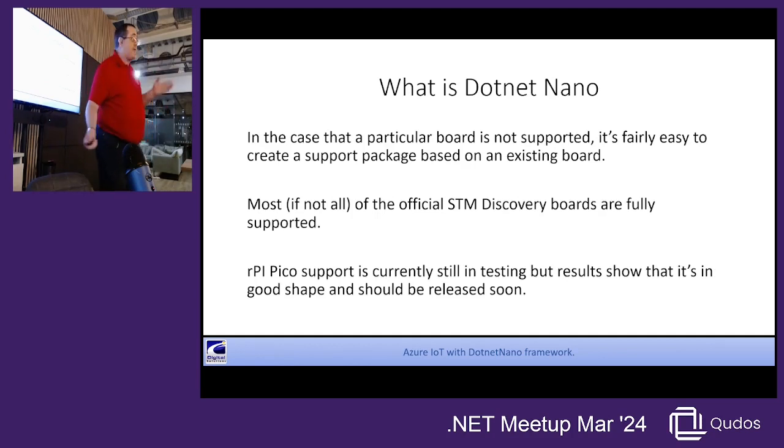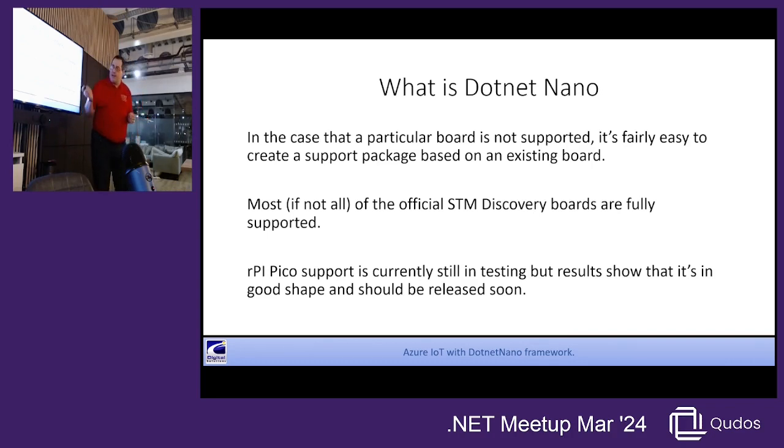In the case that a board is not supported, then the community has an official repo on the .NET nanoFramework GitHub repository that supports different boards. Now, a lot of these community contributions that support different boards are built from well-known boards that are already in production. Things like the STM Discovery, for example, the official ST Micro boards, practically every single one of them are supported officially. Raspberry Pi Pico support is in the works.